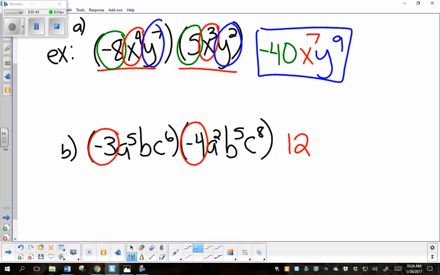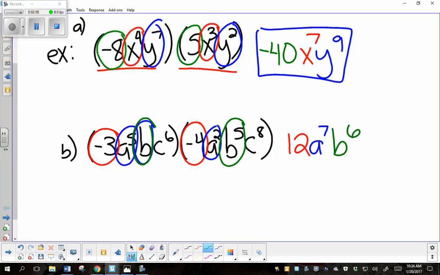So if you want to, pause this and try it on your own, and then you can see what the answer is in a second. So we are going to multiply a to the 5 times a squared, and that's a to the 7, because we added up those exponents. And then let's multiply b, which is like b to the 1 times b to the 5, so that's b to the 6, because 1 plus 5 is 6. And then last, we will do c to the 6 times c to the 8, and that will be c to the 14, because 8 plus 6 is 14.